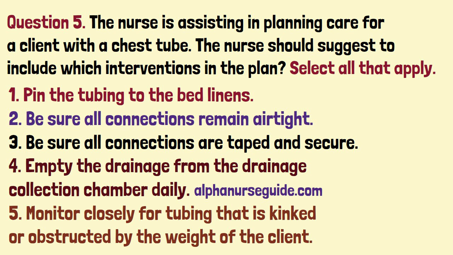The correct answers are 2. Be sure all connections remain airtight. 3. Be sure all connections are taped and secure. And 5. Monitor closely for tubing that is kinked or obstructed by the weight of the client. Rationale. Chest tube tubing is never pinned to the bed linens because this presents the risk of accidental dislodgement of the tube when the client moves. The chest tube system is not open and empty because a closed system must be maintained. If the system is open, lung collapse can occur.